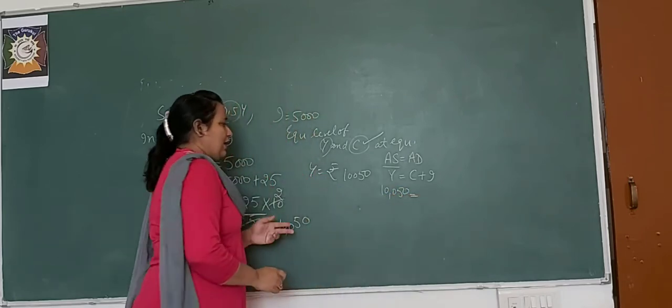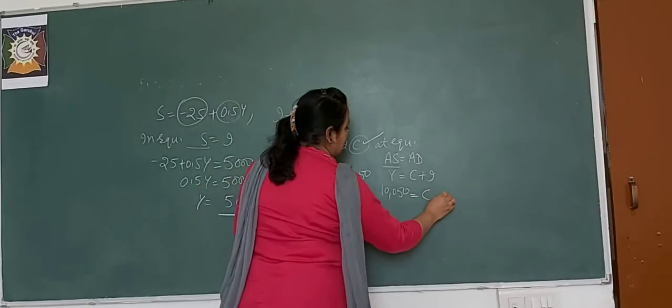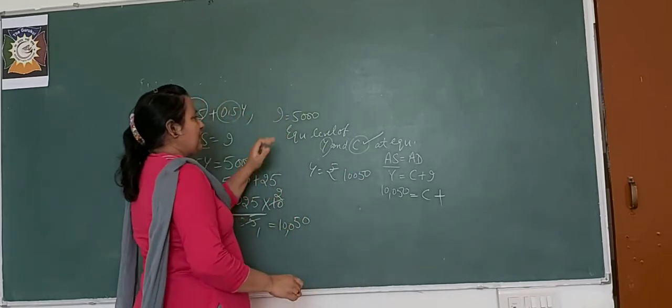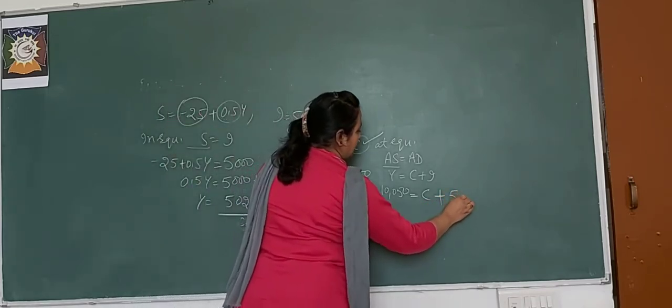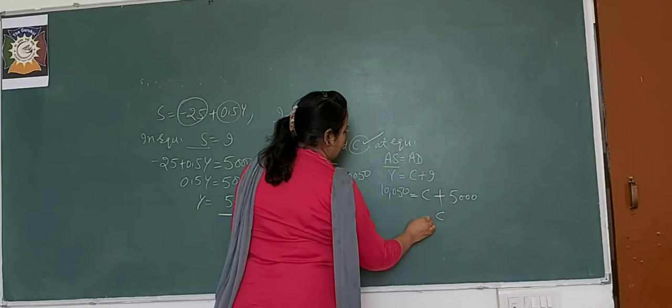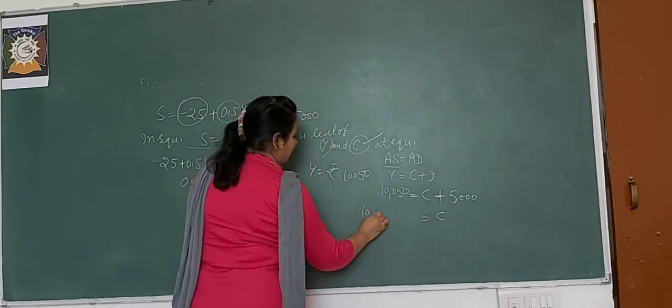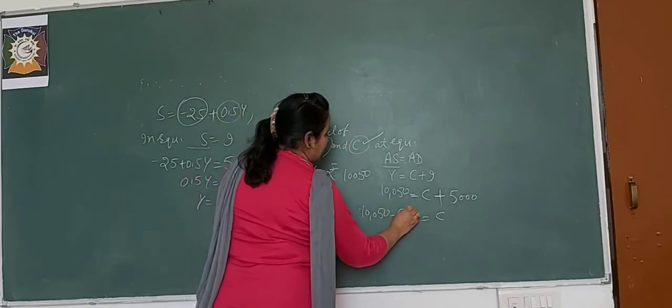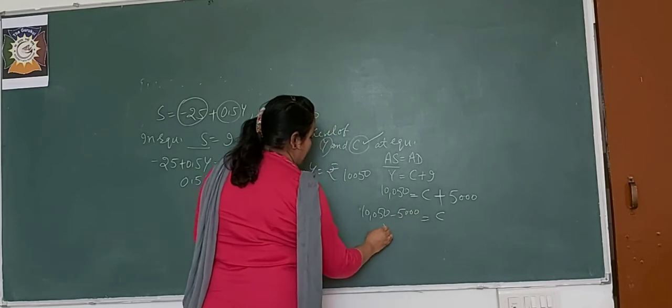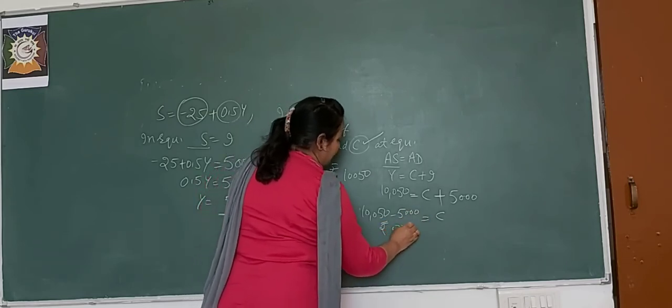10,050. Okay, consumption I have to find, consumption plus investment I have 5,000. It means consumption will be 10,050 minus 5,000. It means it will be 5,050.